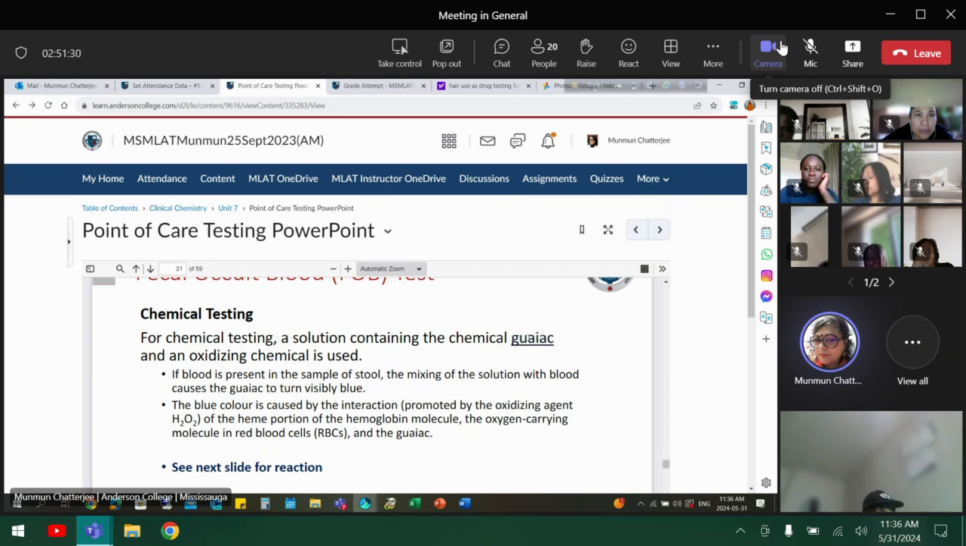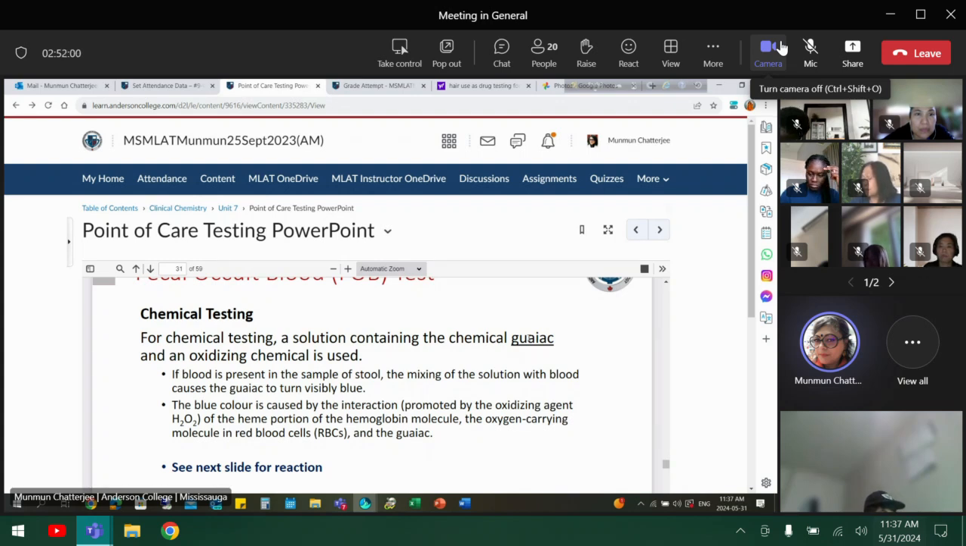So you have your stool sample on the card. If you put the guaiac, it turns blue. That means there is a presence of blood or hemoglobin. Sometimes it's cast in terms of hemoglobin because hemoglobin is one of the constituents of blood. The blue color is caused by the interaction of the heme protein.